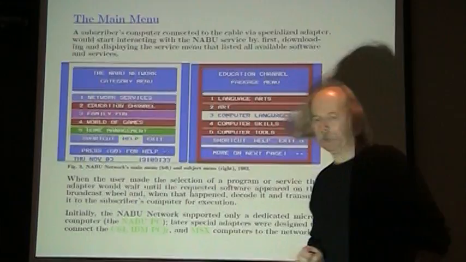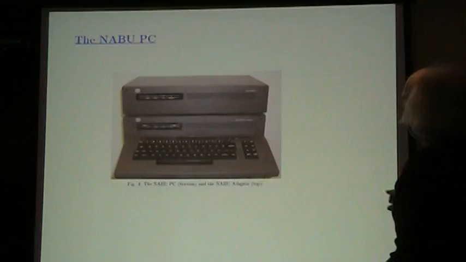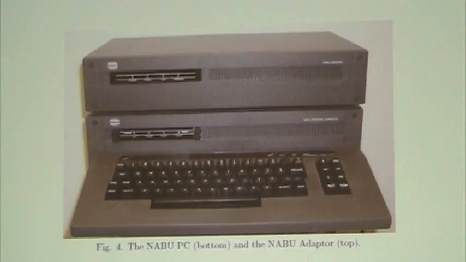This is how a NABU PC looks like. It looks like stereo equipment. So it's the NABU PC, and this box is the NABU adapter. That's the one that talks to the cable. The content.